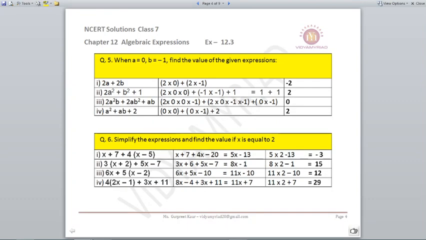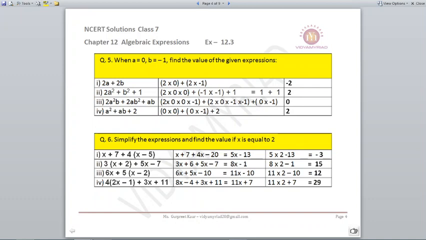Question number 5. Here a is equal to 0 and b is equal to minus 1. Find the expression. 2a plus 2b. So, 2 into 0, 0. 2 into minus 1, minus 2. 2a square plus b square plus 1. So, 2 into 0 is 0. Minus 1 into minus 1 is plus 1. And plus 1 gives you 2 as your answer.